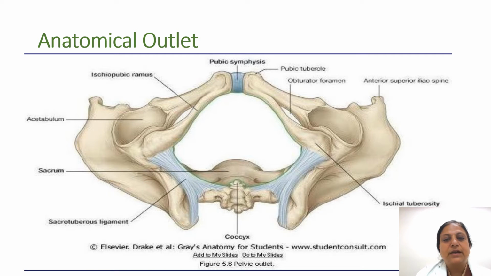So here in this diagram you can see that this is the ischial tuberosities, these are the ligaments, and this is the tip of the coccyx. So if you invert the pelvis, this lower border of pubic symphysis, the pubic rami, the ischial tuberosities, the sacrotuberous ligaments and the tip of the coccyx form the anatomical outlet.